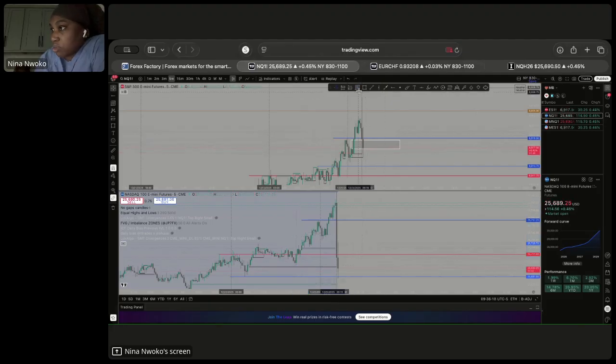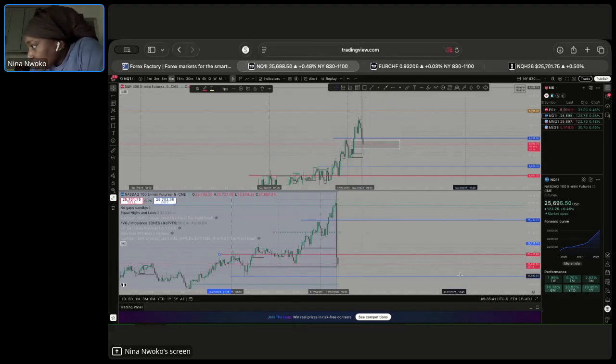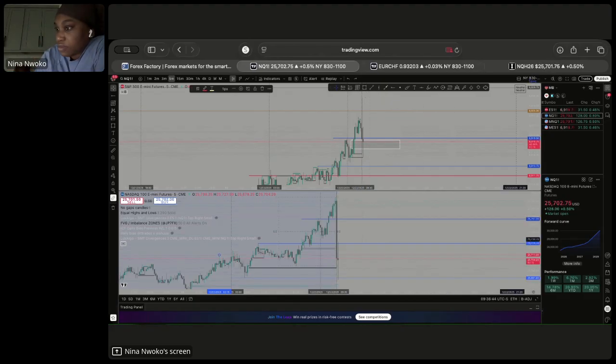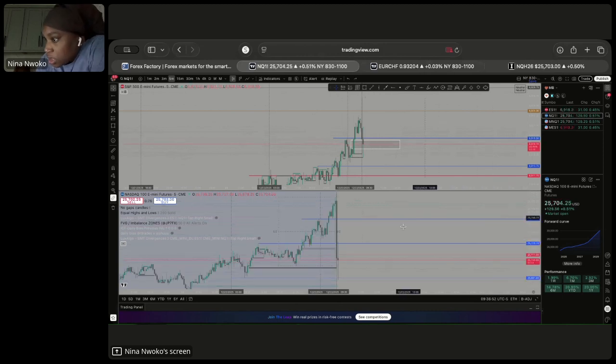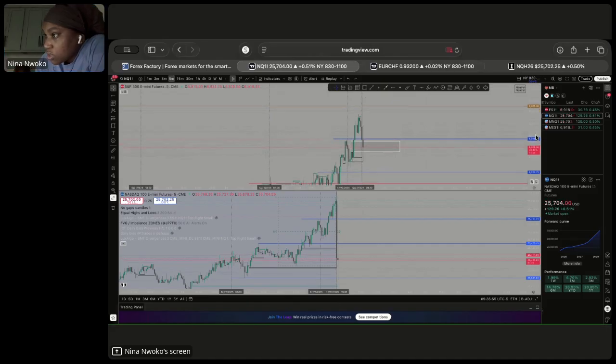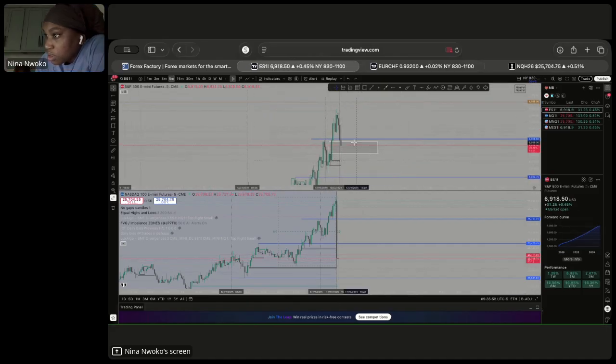I think I drew it backwards here. The goal is for price to still reach back into the space, somewhere in between the space, depending on when price wants to pop back in to this gap that's hopefully being formed.